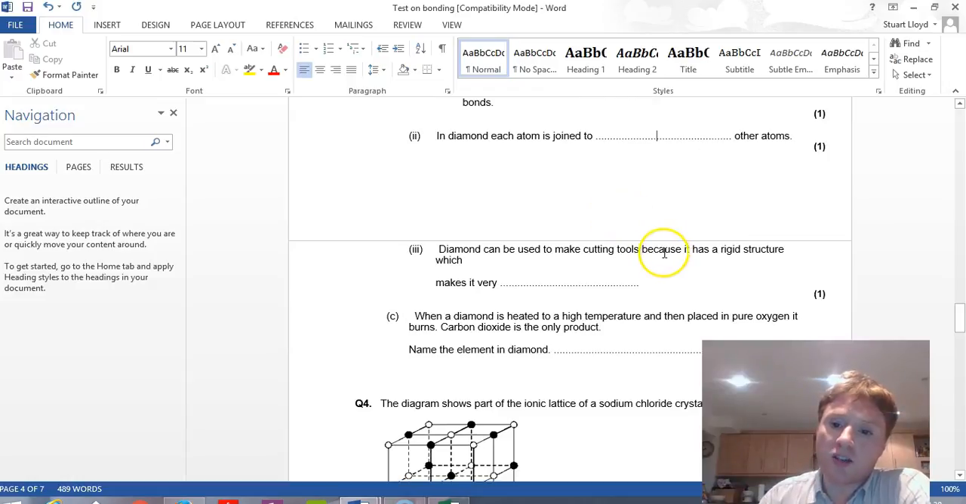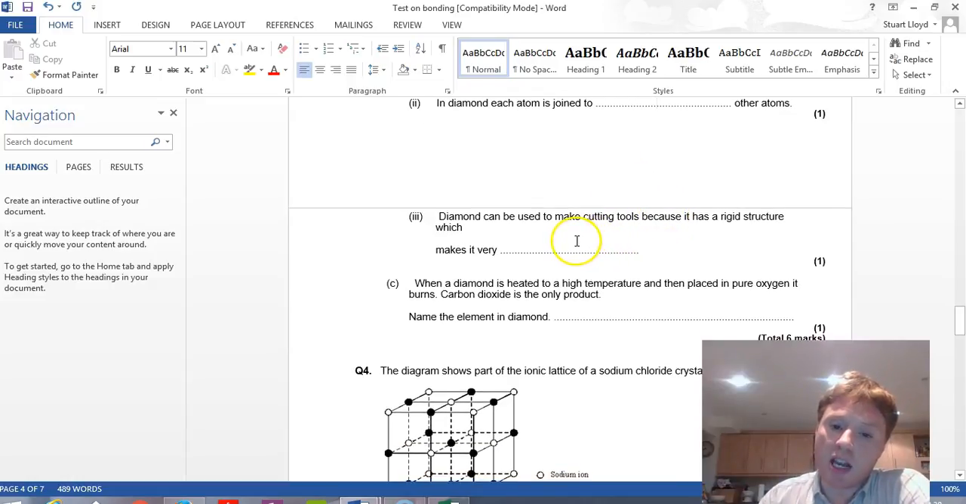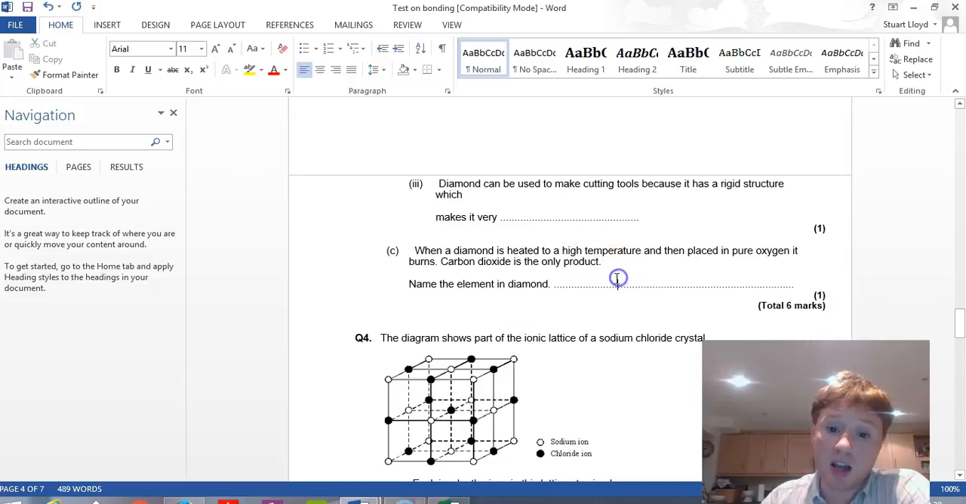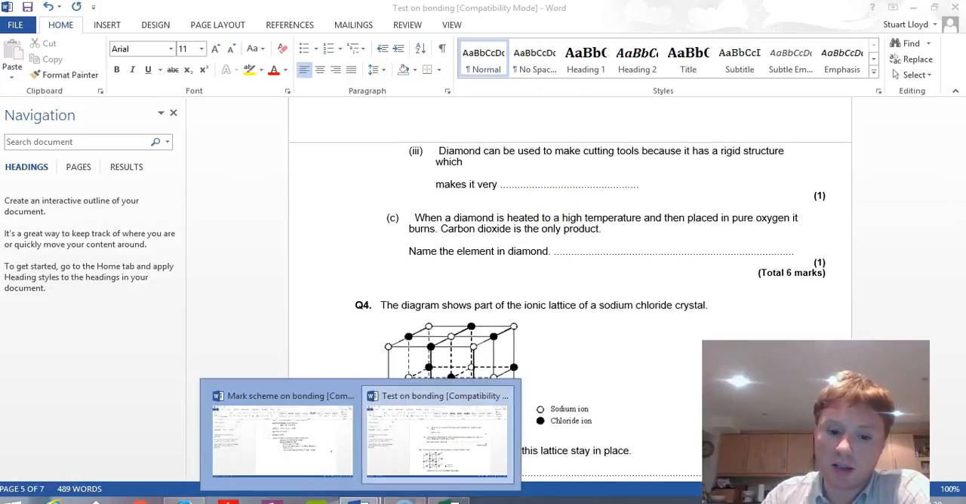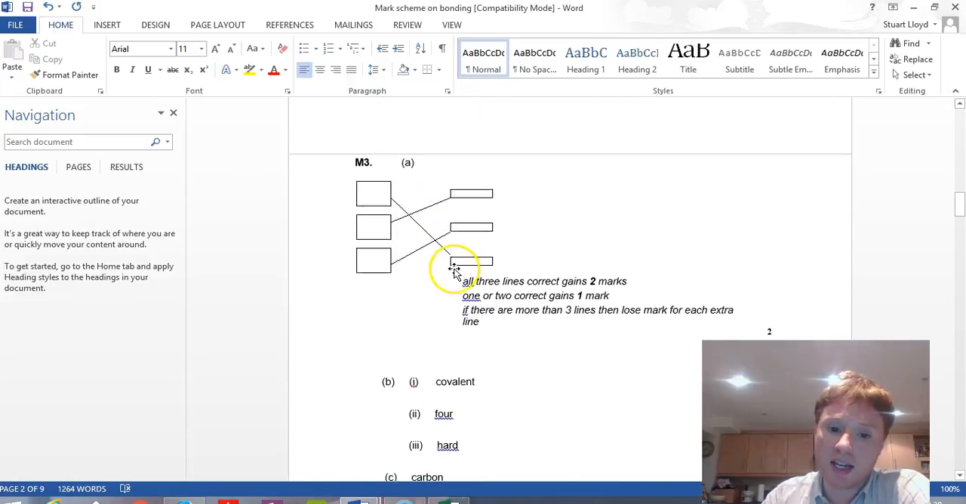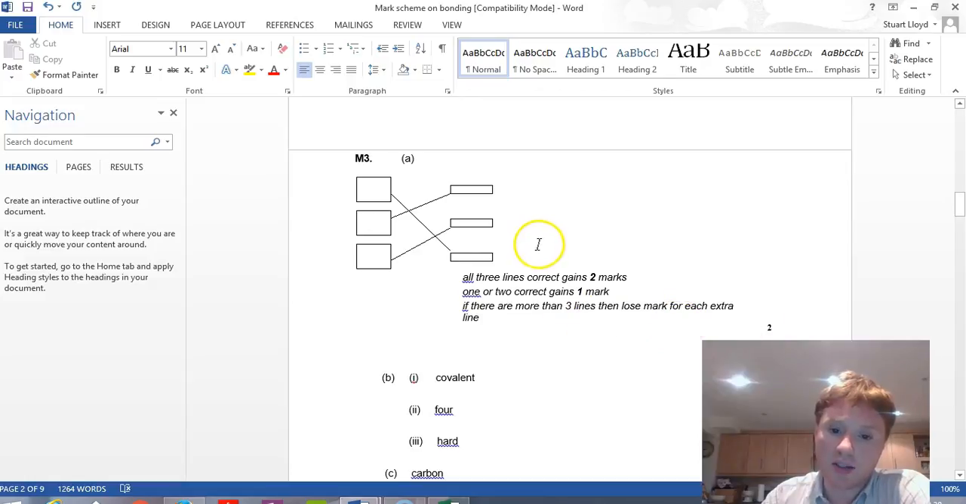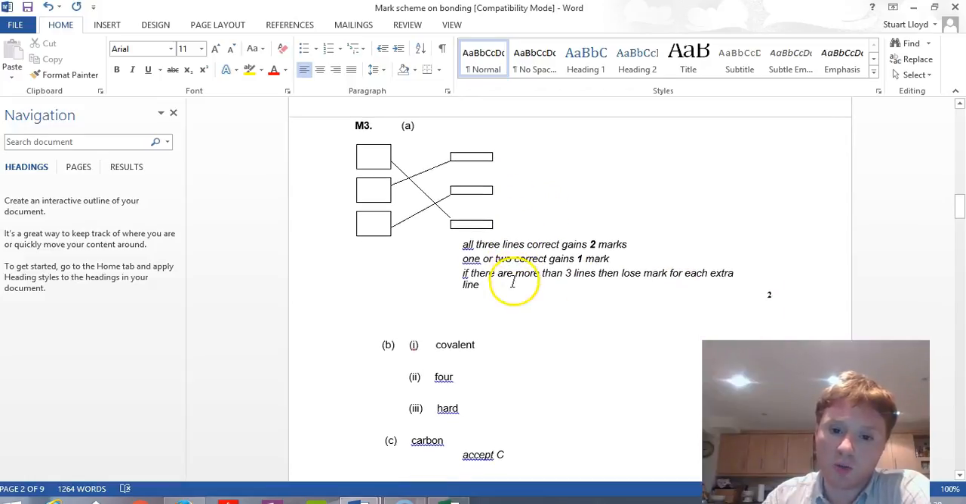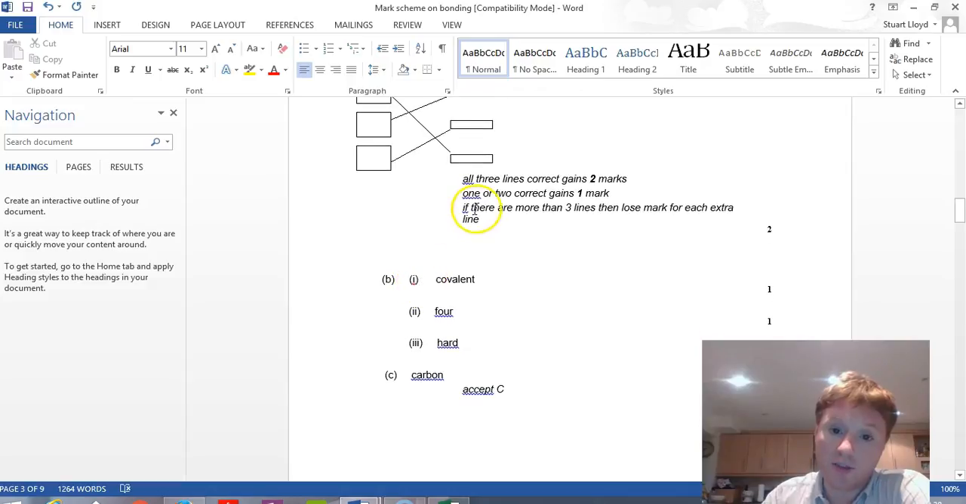Diamond is used to make cutting tools because it has a rigid structure which makes it very hard, and the element in diamond is carbon, and it gives you a hint. If a diamond is placed in pure oxygen, it makes carbon dioxide. So the oxide bit comes from the oxygen, so the carbon bit must come from carbon. So there we go. I'll just check the mark scheme to see if there's any action. In that case, 3 lines is 2 marks, 1 or 2 is a mark. If you put more lines, you lose a mark for each extra line.